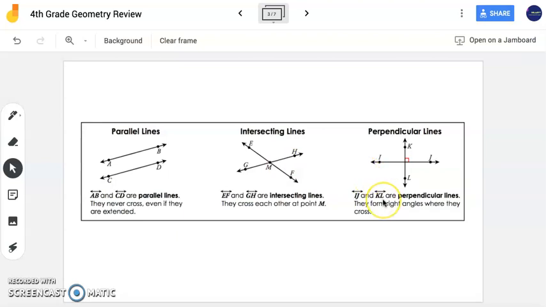Now, perpendicular lines also intersect, but what's different about this pair of lines, line IJ and line KL, is that where they meet, they form a right angle. Intersecting lines meet as well, but they don't form a right angle. When lines intersect forming a right angle, we call that a pair of perpendicular lines instead.